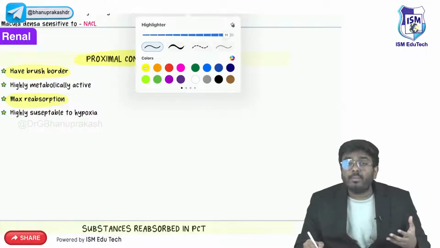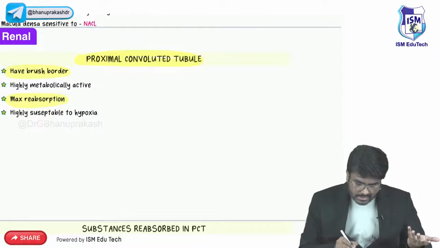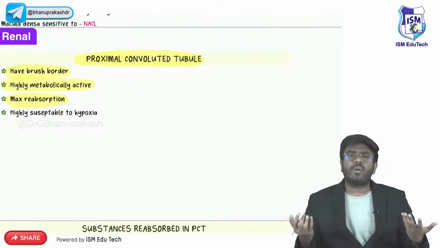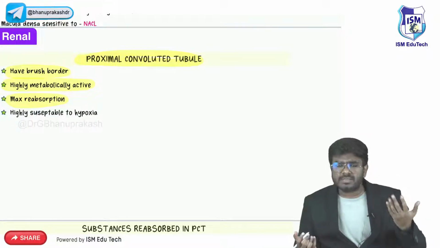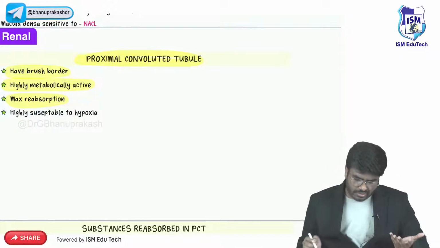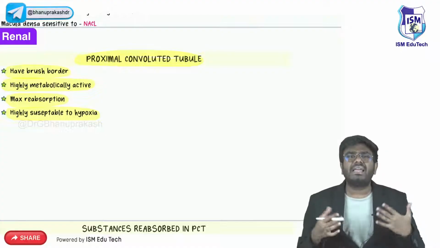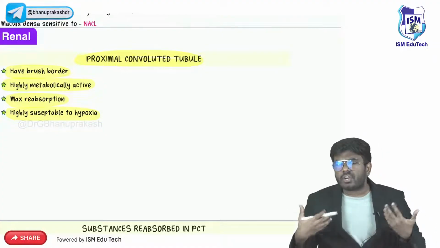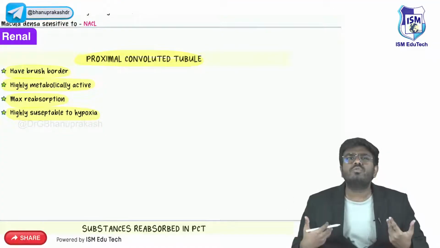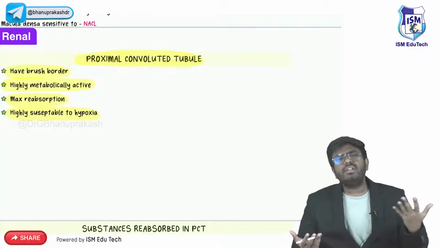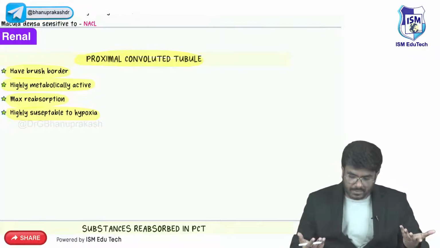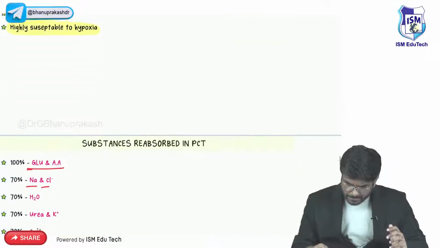As it is reabsorbing most of the substances, it is highly metabolically active. More mitochondria are there, and more ATP is being used in the proximal convoluted tubule. It is highly susceptible to hypoxia. It requires a lot of oxygen. It is doing so much duty, so if there is no oxygen, definitely it is susceptible to hypoxia. Okay, done.